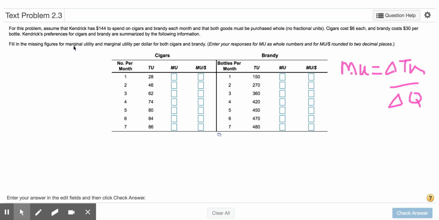We get these numbers. Now the next step, we need to calculate the marginal utility per dollar. What we need to do is divide marginal utility by the price of cigars, which is $6. We can do it faster on the Excel sheet. So 28 divided by 6. And we'll do the same for every level of output. We do the same calculations here. Remember, the price of brandy is $30. Very expensive.